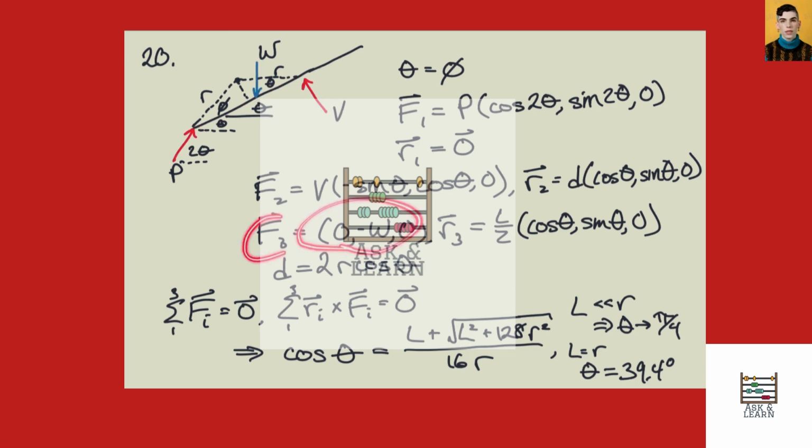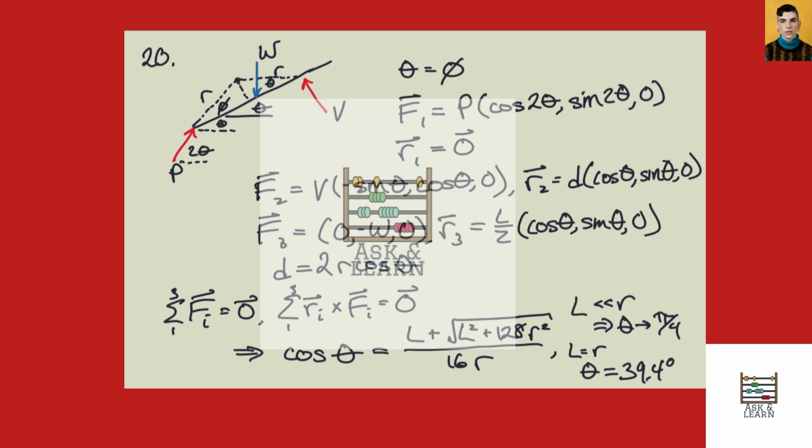F3 is the weight, and R3 is just half of the length of the rod, which I've drawn poorly, but it should be in the middle of the rod. Suppose I could take some of the rod off. And then the other thing that is not too hard to determine is what this length D is. Just using these triangles here, you can see that it's 2r cosine theta.